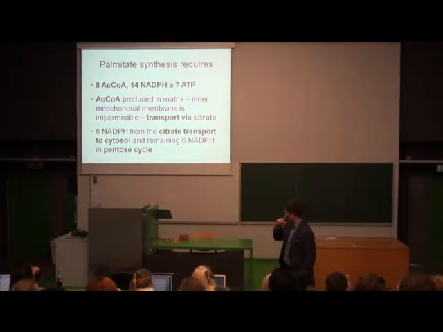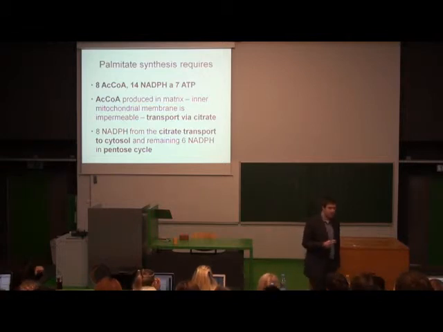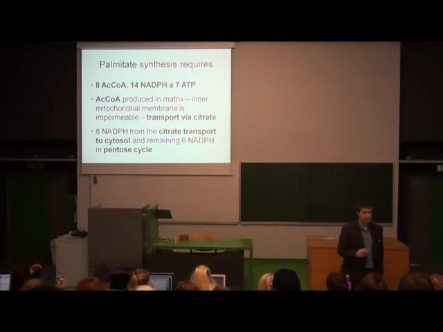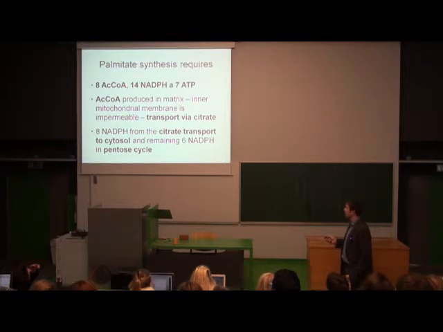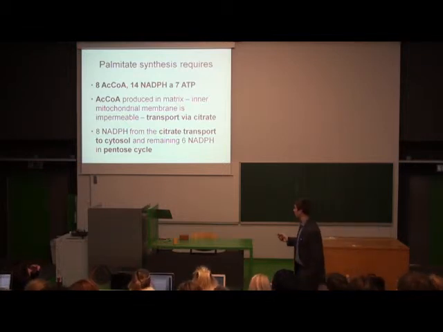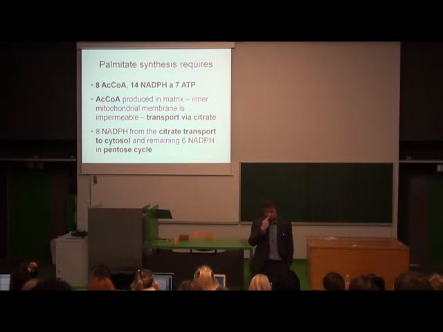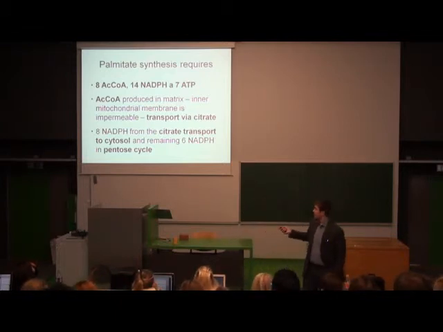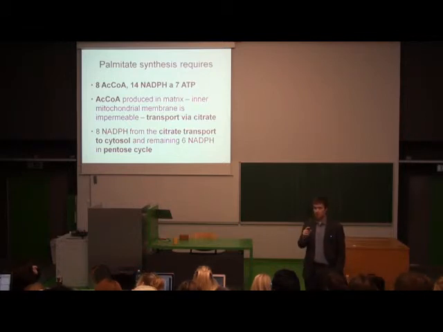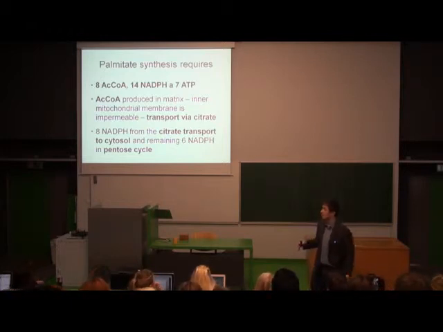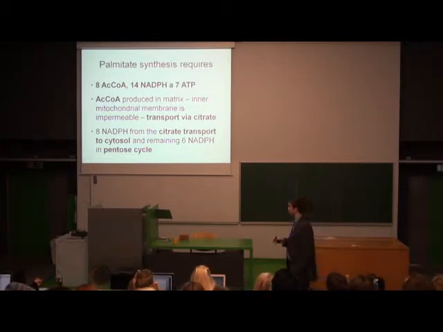So before the break, we ended with information that for palmitate we need 8 molecules of acetyl coenzyme A, 14 molecules of NADPH, and 7 molecules of ATP. ATP is produced in mitochondria, especially in pyruvate dehydrogenase reaction. Yes, when we convert pyruvate to acetyl coenzyme A by oxidative decarboxylation.